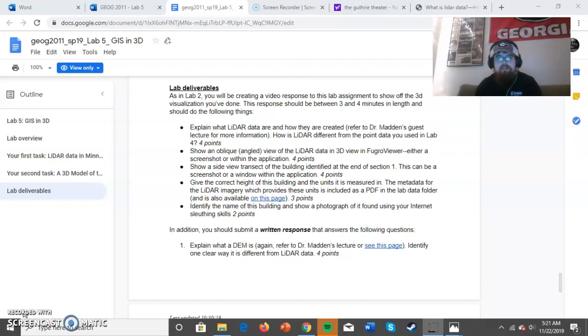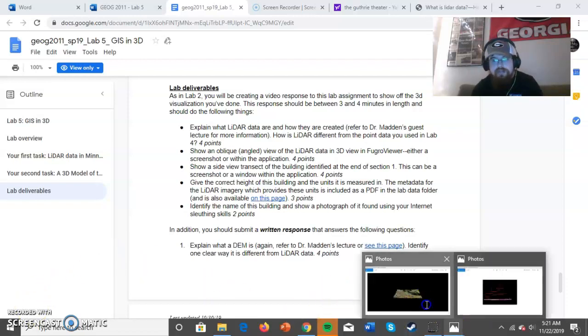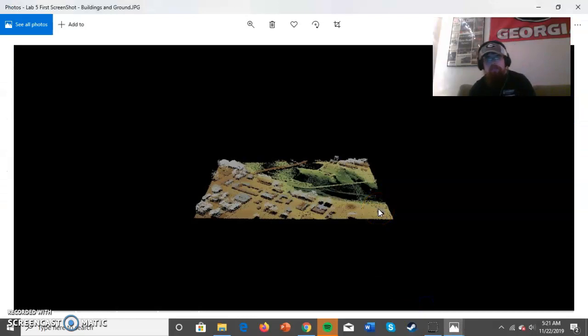Number 2 is showing an oblique angle view of the LiDAR data in the 3D view of FugroViewer. So this is the 3D visual that we have here. I snipped it out and took a screenshot of it. What we're doing here is using both sets of the LiDAR data that we were given in the file for Lab 5. I have it at a 45-degree angle, and I'm using the 3D view for both the ground and the buildings. As you can see, it creates this kind of 3D visual effect when you put all these points together.